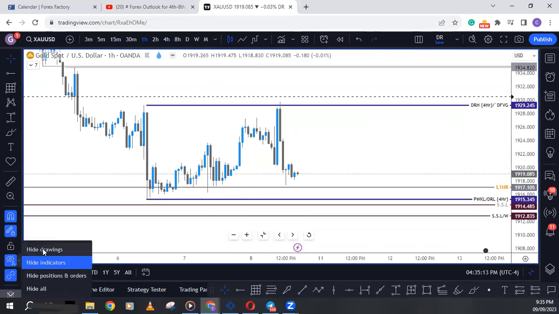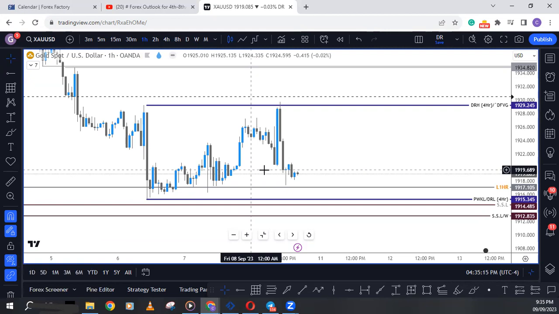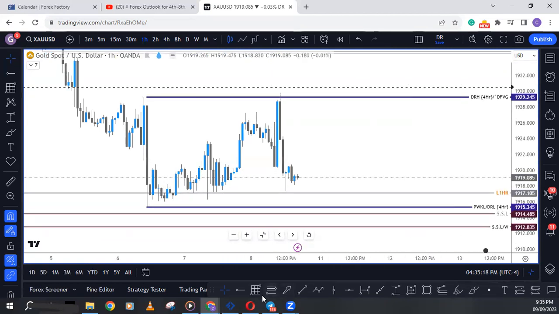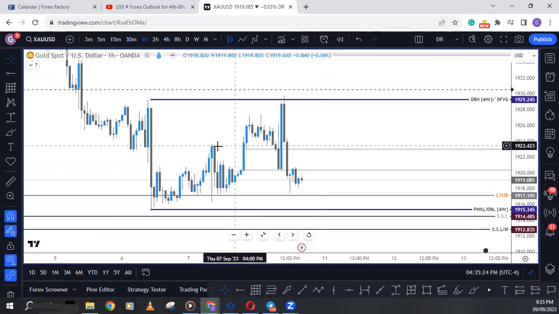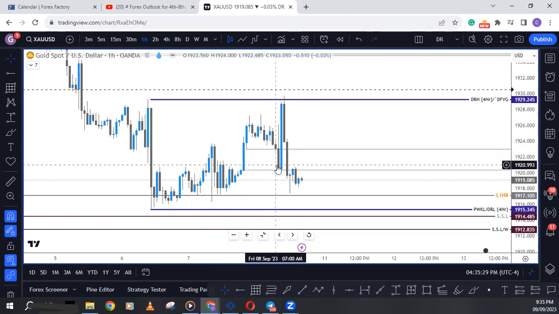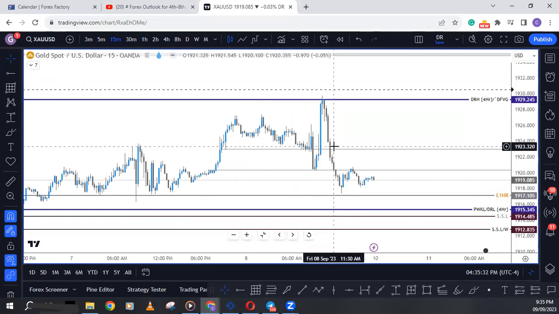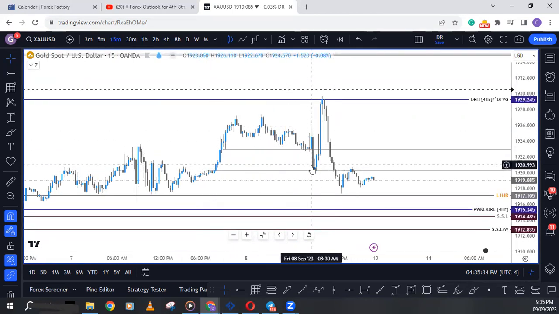Let me put the fair value gap here so that you can see it. This is a 4-hour fair value gap. This is an expansion. This expansion broke this high. You wait for the retracement. Then if you go to the 15 minutes, it is clear there. That was why the longs were from here.